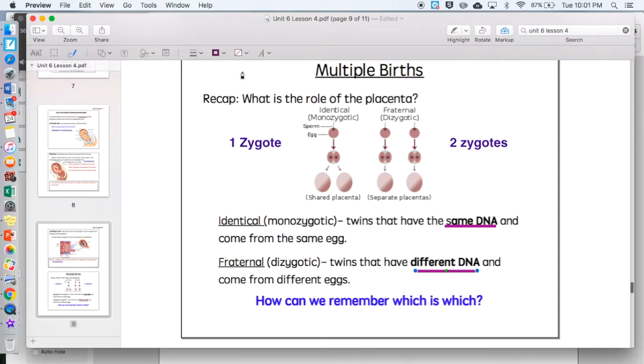So how can we remember which is which? Give yourself a little memory hook in the workbook. That rhymed. And we will talk that through tomorrow.